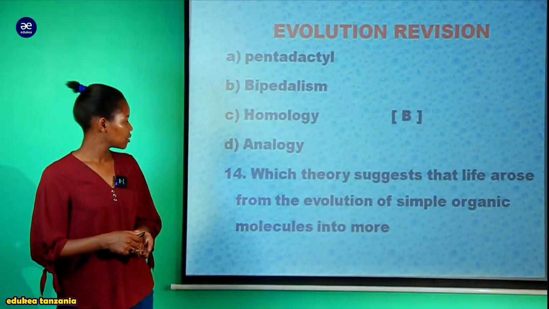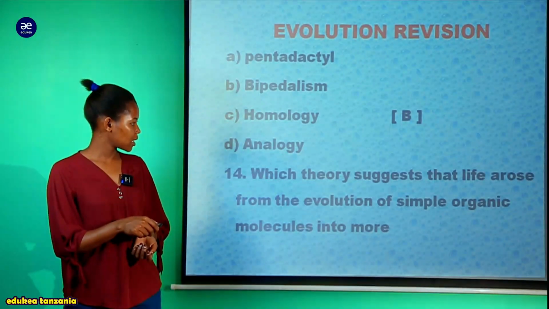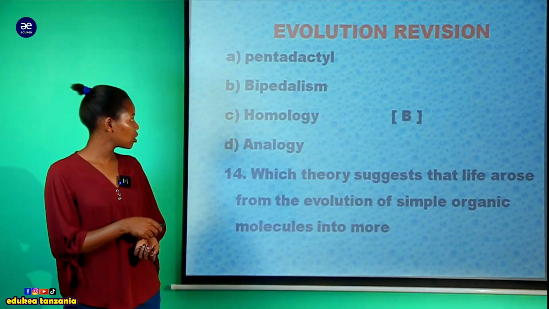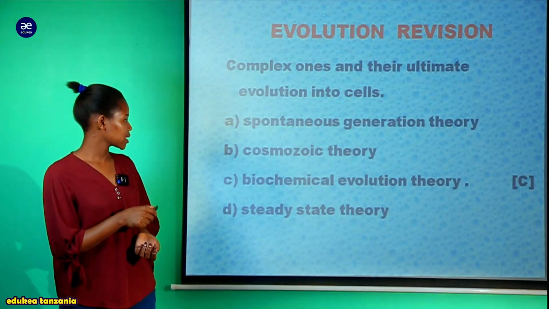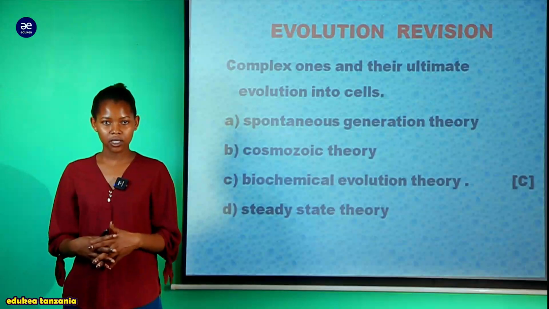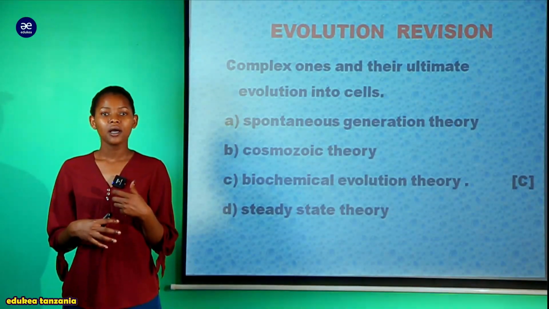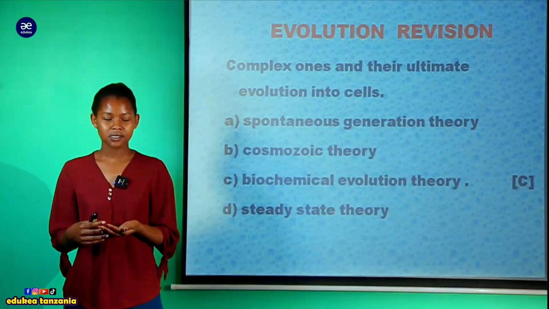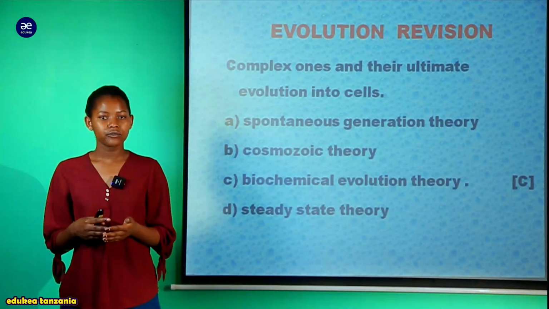Again, we can see question number 14. Which theory suggests that life arose from the evolution of simple organic molecules into more complex ones and the ultimate evolution into cells? Ni theory gani iliyokuwa inasema kwamba life originated from simple organic molecules ambazo zilikuwa linked kuform complex one and the ultimate transformation into the cells. As we can remember, this is the biochemical theory of origin of life.